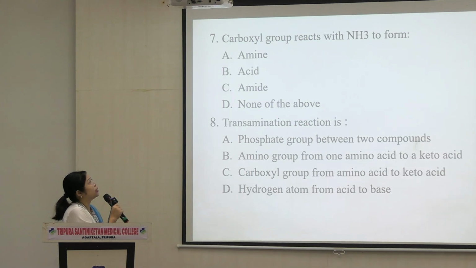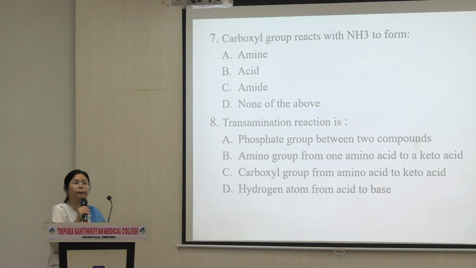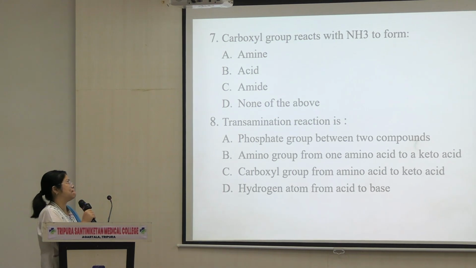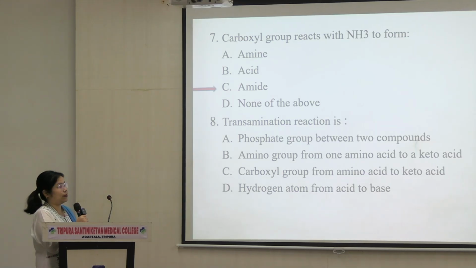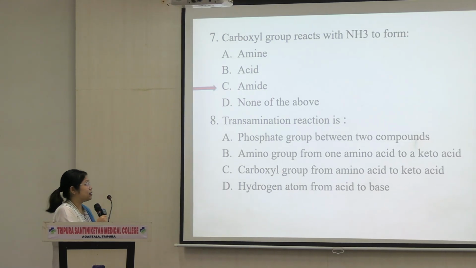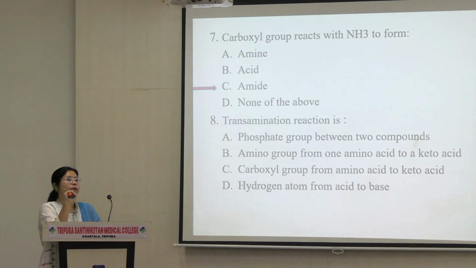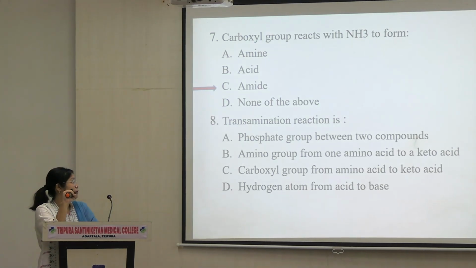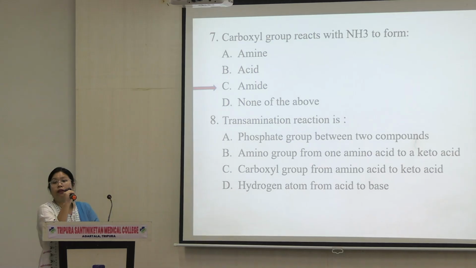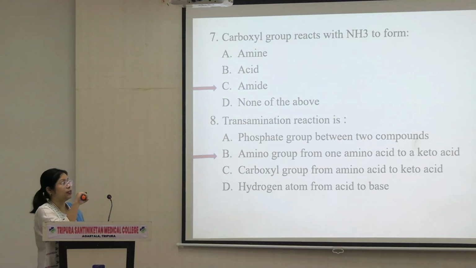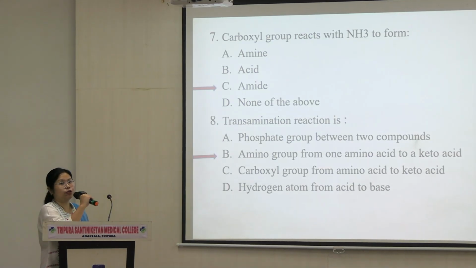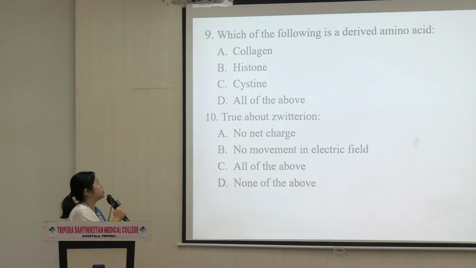Next, carboxyl group reacts with ammonia to form C? Yes, very good. Transamination reaction is B? All of you B? Amino acid to a keto acid. So the original amino acid becomes a keto acid and the original keto acid becomes an amino acid.